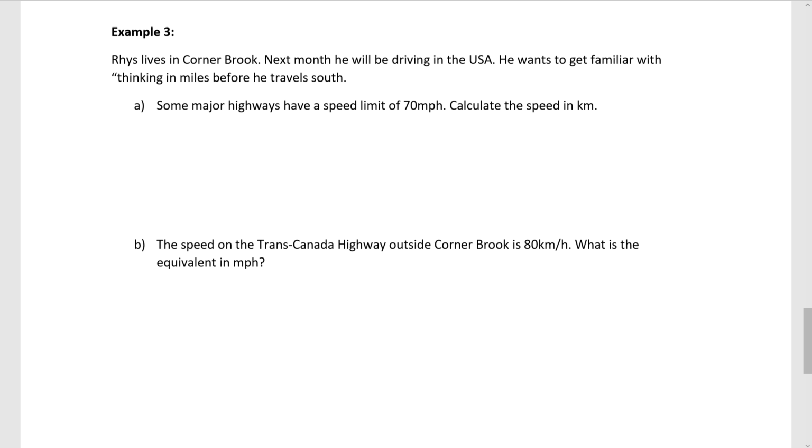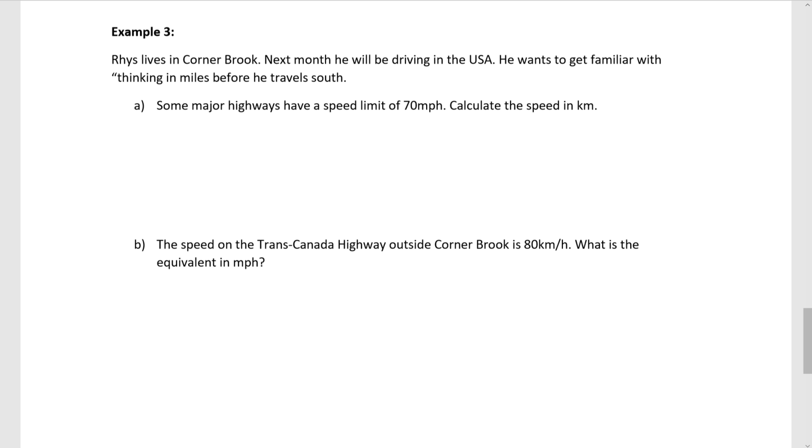So Reese lives in Corner Brook. Next month he'll be driving in the USA. He wants to get familiar with thinking in miles before he travels south. So some major highways have a speed limit of 70 miles per hour. Calculate the speed in kilometers. So 70 miles per hour just means that in 1 hour you can drive 70 miles. So if we convert that 70 miles to kilometers, we'll know the speed in kilometers per hour.